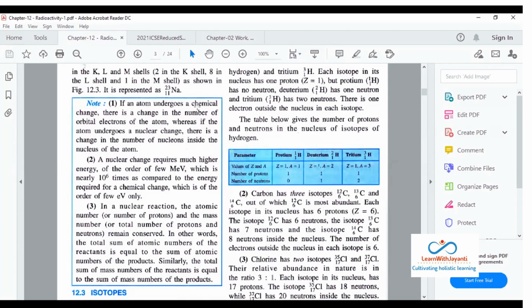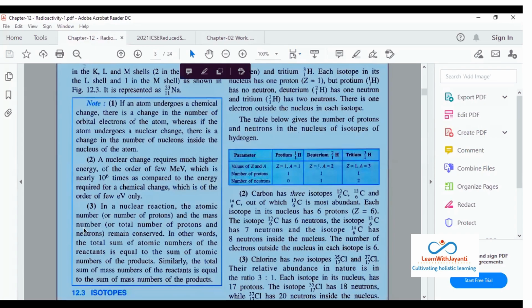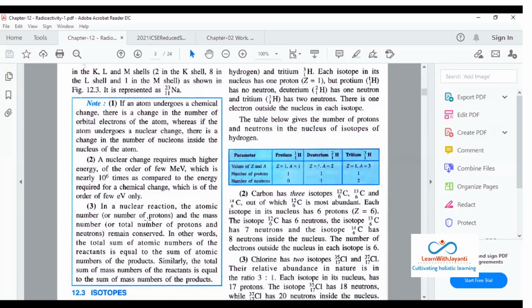What is the difference between a chemical change and a nuclear change? Now in a nuclear reaction, what happens? The atomic number and the mass number remain conserved. मतलब क्या बोल रहे हैं? The total sum of atomic numbers of the reactants is equal to the sum of atomic numbers of the products. This is a very important line.